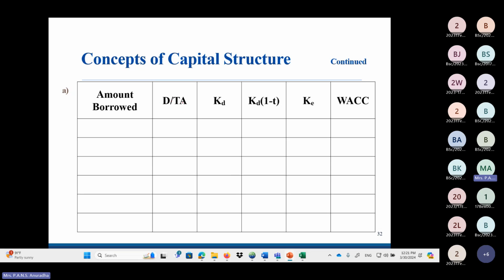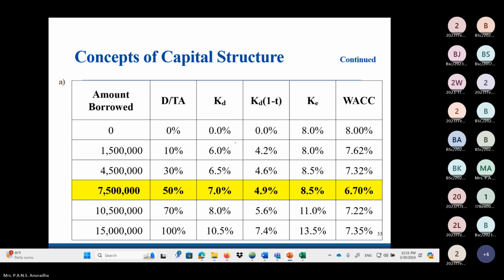So likewise, this is the debt to total asset ratio, the weight, cost of debt, after-tax cost of debt, cost of equity. This is the WACC. So you will get the answers like this. Here, the amount borrowed is 0, so the debt weight is 0. Now when the debt is 1.5 million, because the total asset is 15 million, you divide 1.5 by 15 million. So the weight is 10%.